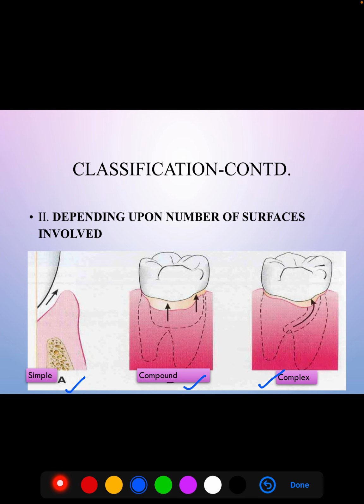The third one, in complex pocket, the orifice or opening of the periodontal pocket is on one surface, but the base of the sulcus, the base of this pocket, may be on some other surface. Say, for example, the orifice is on the mesial surface of a tooth, but the base of the pocket may be on the distal surface. From the mesial surface, it may go through the buccal surface till the distal surface.